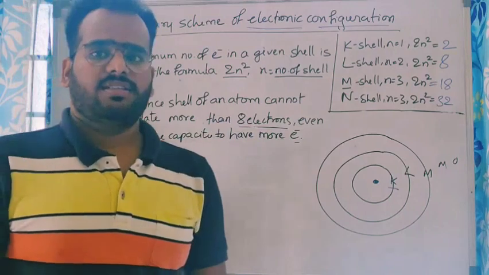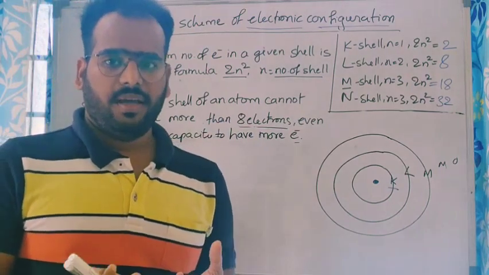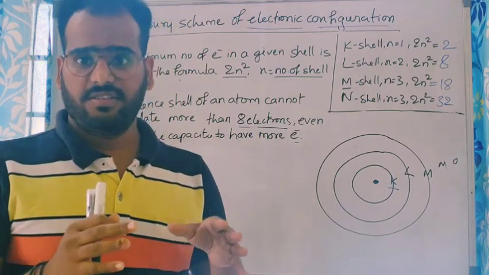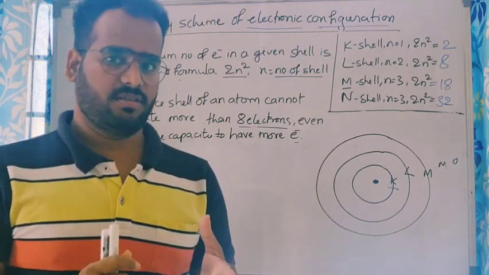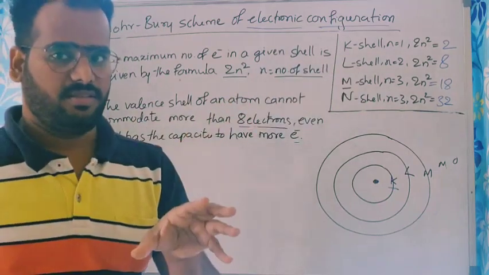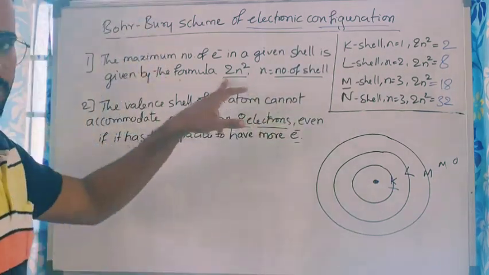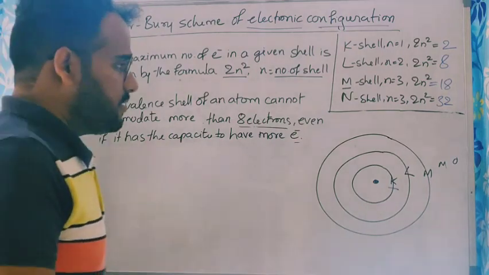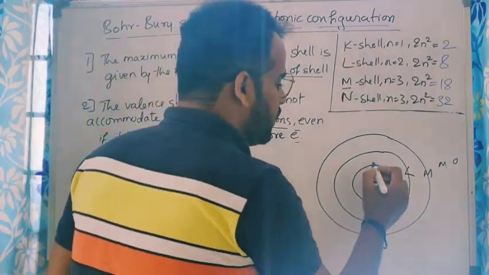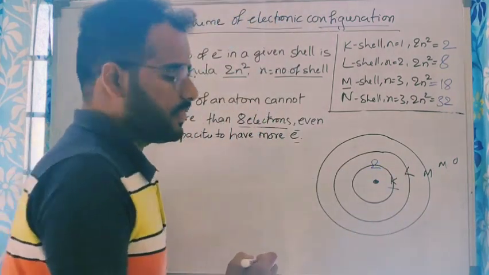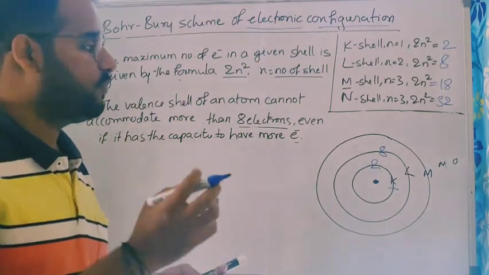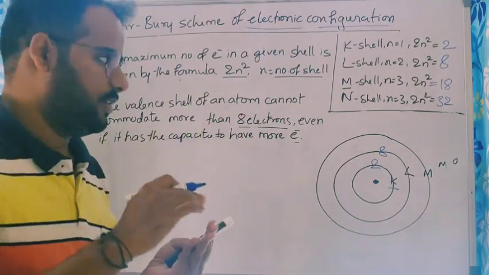It's like the bike. If you take the bike, maximum 2 people can go. Car maybe 5-seater or 7-seater cars, right? Just like that, the different shells have different capacities, and the formula is 2n square. Say you have some 10 electrons. Then you will put 2 electrons in the first shell, then 8 electrons in the next shell. This is how you fill the electrons around the nucleus.